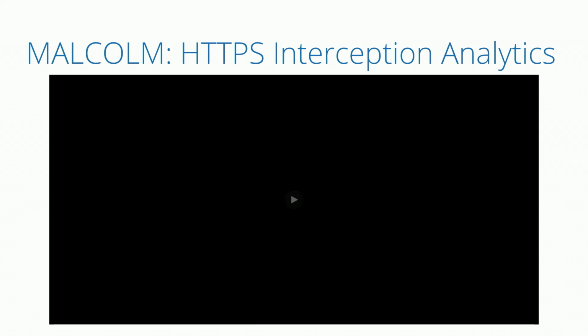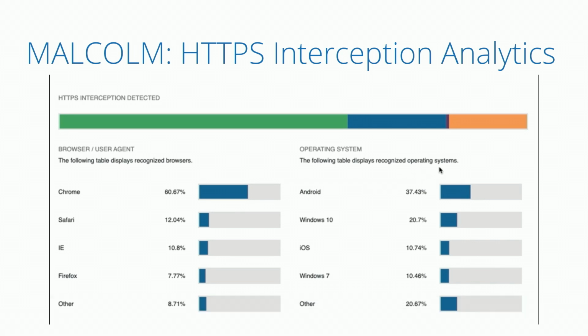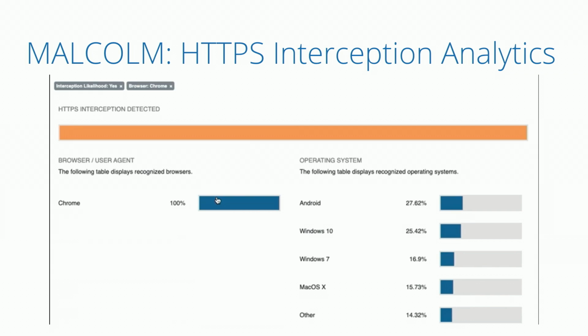Our dashboard also allows for filtering by fields like browser and operating system. So here in this video, we're going to first filter by traffic that we do believe to be intercepted, and then we'll see the breakdown of intercepted connections with a Chrome user agent. We see that out of all the Chrome traffic, Android and Windows phones tend to have the most intercepted traffic.